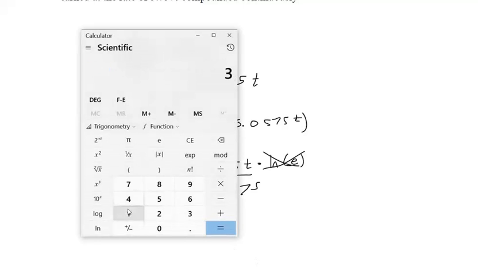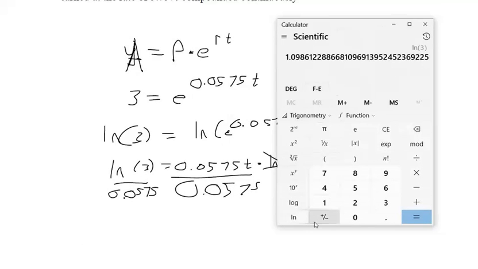So we're going to do natural log of 3 divided by 0.0575, so that's 19.1, so about a little over 19 years is the answer.